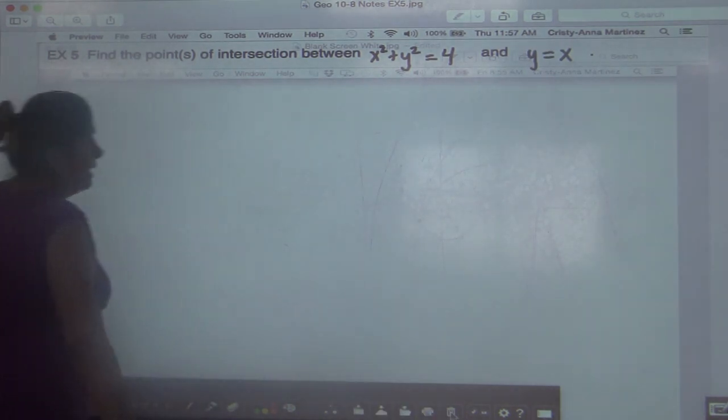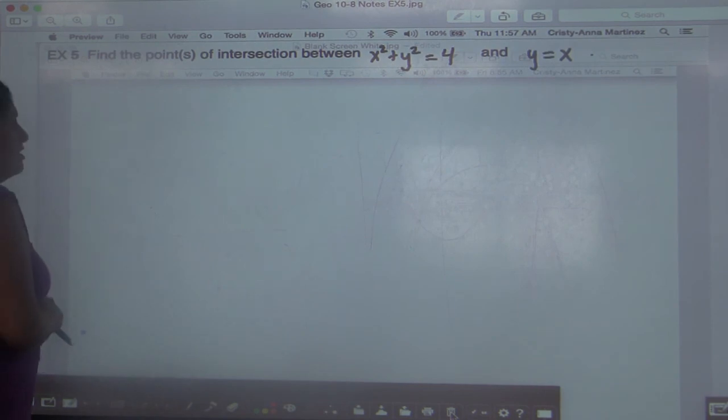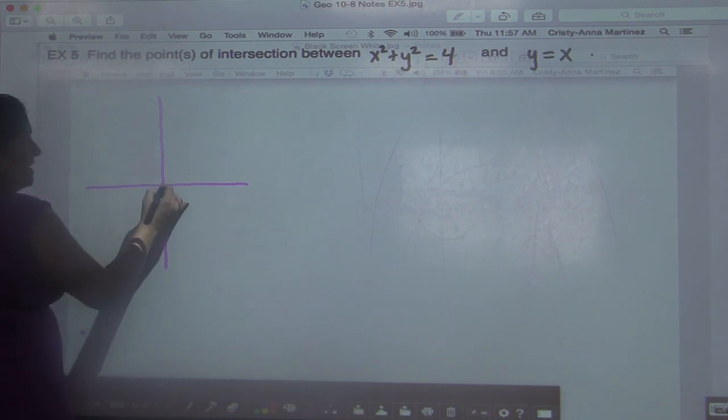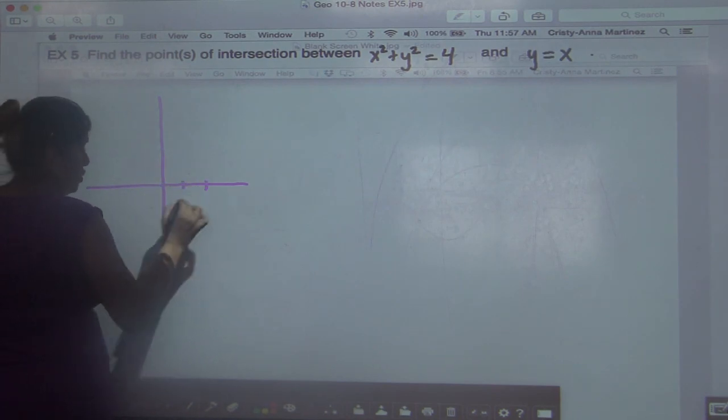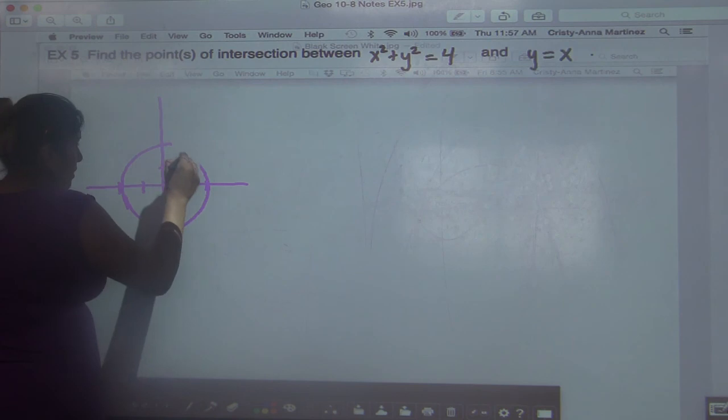But right now, we're going to figure out what the case may be, depending on how many answers we get, right? So you could graph it if you wanted to. X squared plus y squared equals 4 would be really easy to graph. It would be at the center, 0, 0. Your radius would be 2, so you would go 1, 2, 1, 2, 1, 2, 1, 2, and you have a circle that pretty much looks like that.